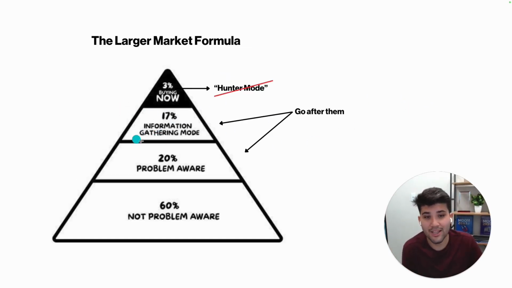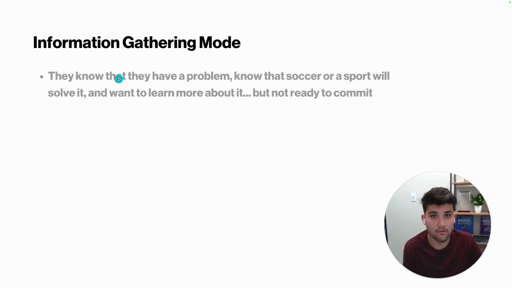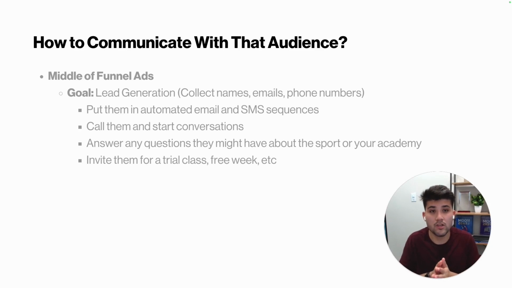Now, let's talk about the information gathering mode audience, okay? Those are parents that know that they have a problem. They know that a soccer program or any sport will help solve it at least, or solve it completely. And they want to learn more about it, but they're not ready to commit. They just want to learn more about it. How does it work? How much is it going to cost me? What am I going to have to give up, what am I going to have to sacrifice to be able to put my kid into this program?